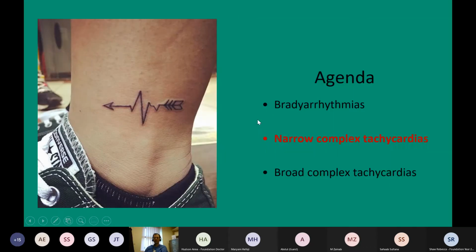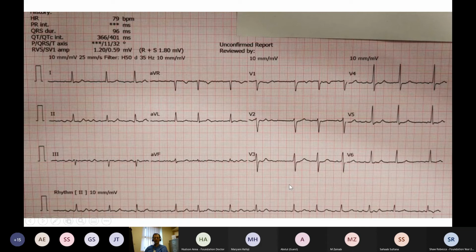So that's the bradyarrhythmias covered. I'm now going to move on and talk about some narrow complex tachycardias. And obviously, I'm not exhaustively covering all ECGs possible here, but we talk about them in the other talks that I'll be doing over the course of your time with us.